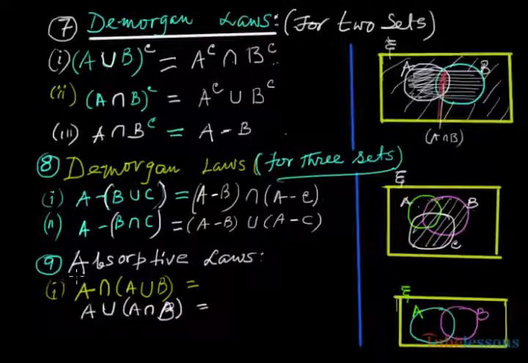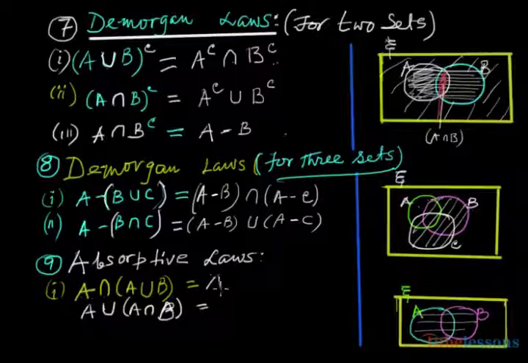Law 9, absorptive law. Which two absorptive law? That is A intersection A union B, as A union B and A union B is this whole and A is this, so their intersection must be A. Similarly, A union A intersection B, this is our A intersection B, and A union, that is also A. And why this is called absorptive law? Because B is absorbed here.